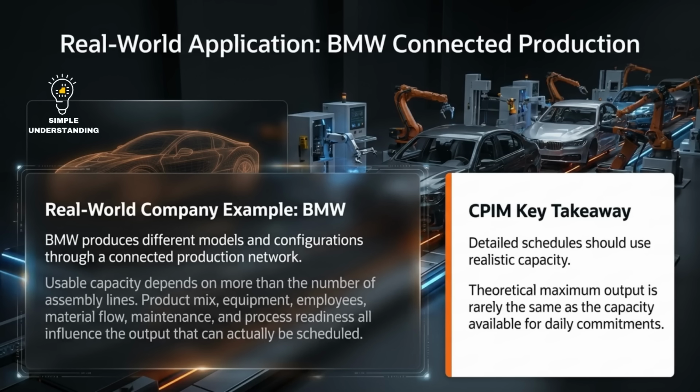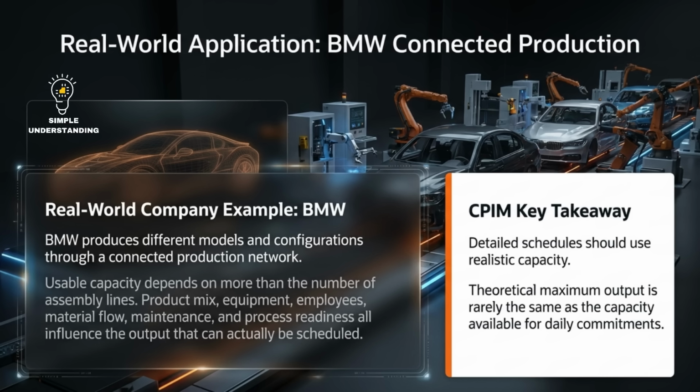Real-world company example: BMW. BMW produces different models and configurations through a connected production network. Usable capacity depends on more than the number of assembly lines. Product mix, equipment, employees, material flow, maintenance, and process readiness all influence the output that can actually be scheduled.